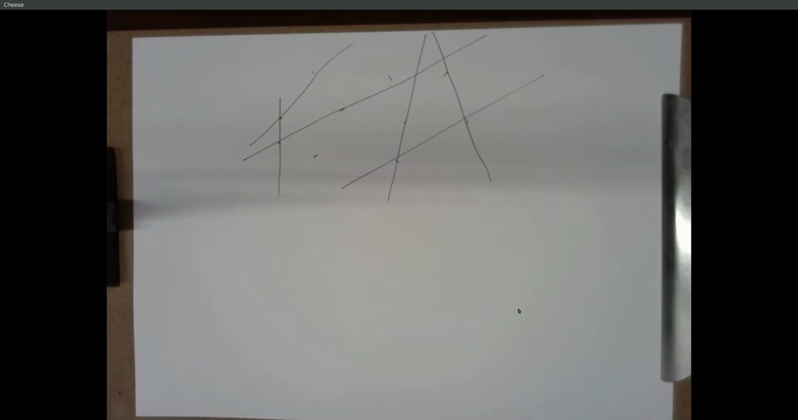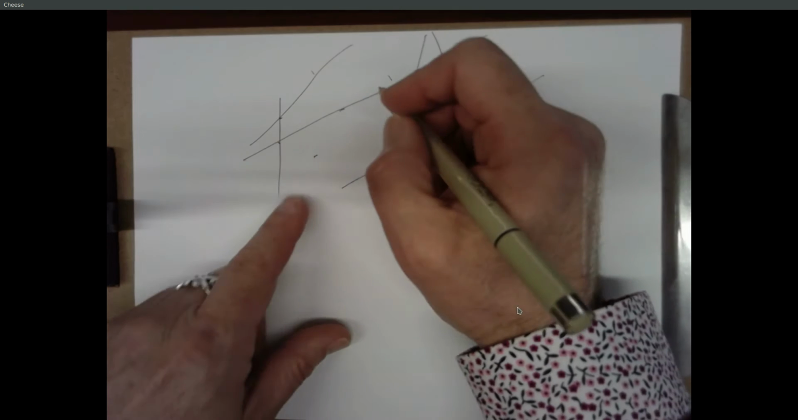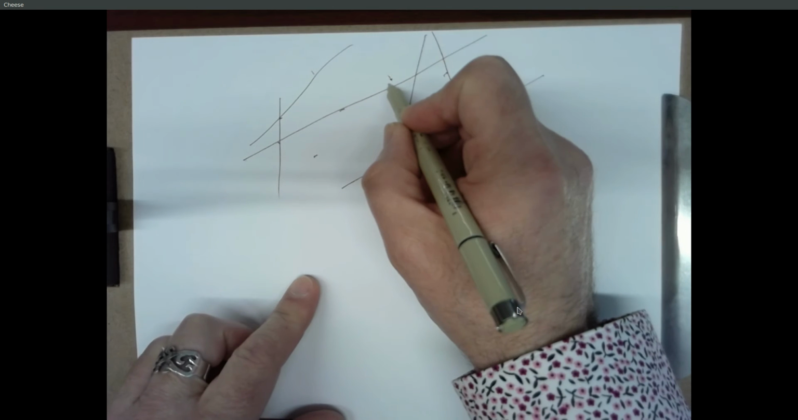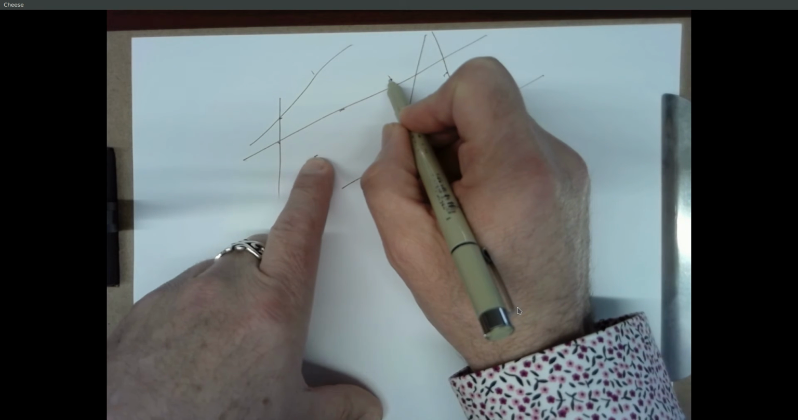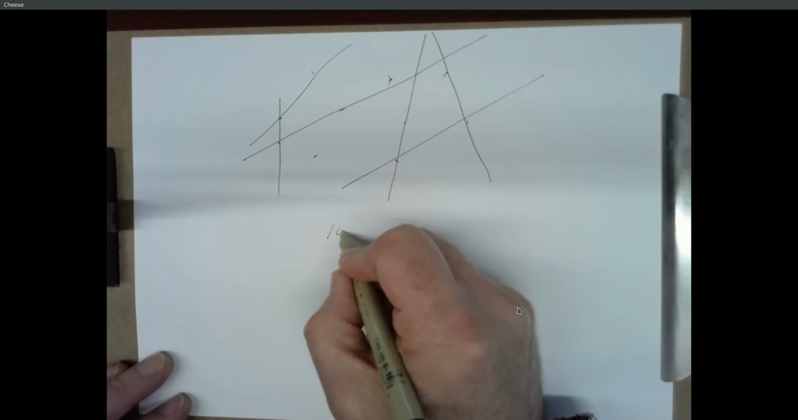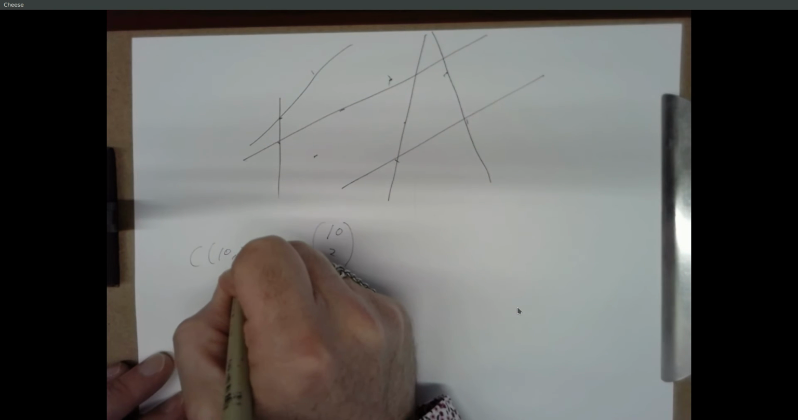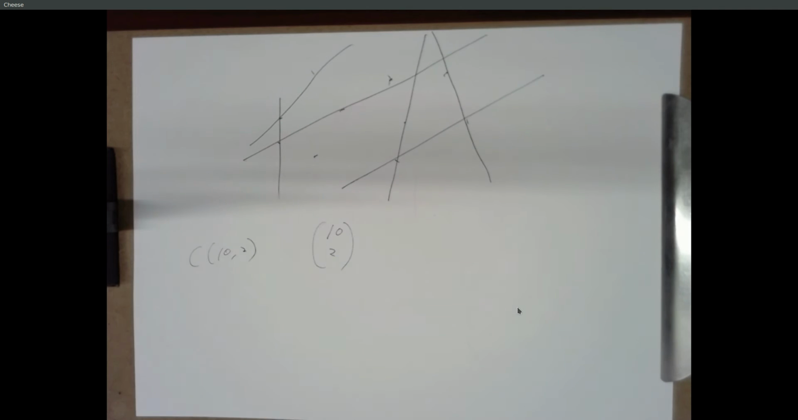So how many lines can I draw through these? How many ways can I pick 2 points? And the order of the points doesn't matter. If I pick this point and that point, I get the same line as if I pick that point and then this point. Right? So the order doesn't matter. So this is just 10 choose 2, the number of two combinations of 10 objects.